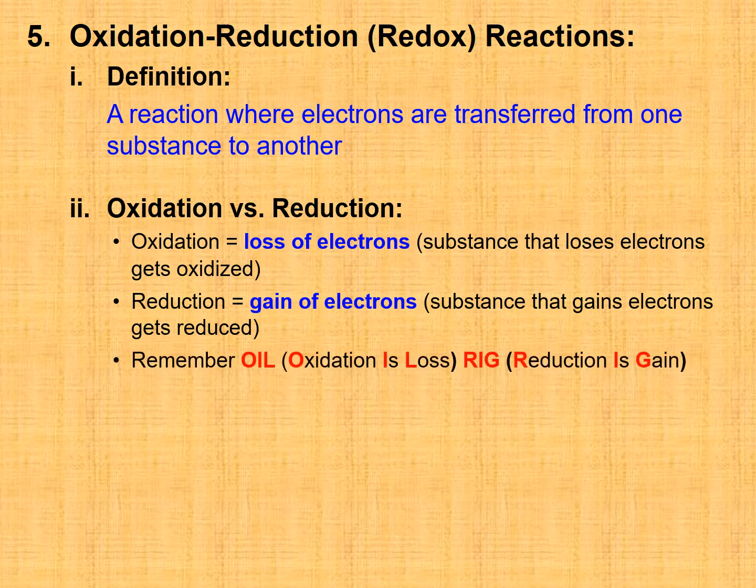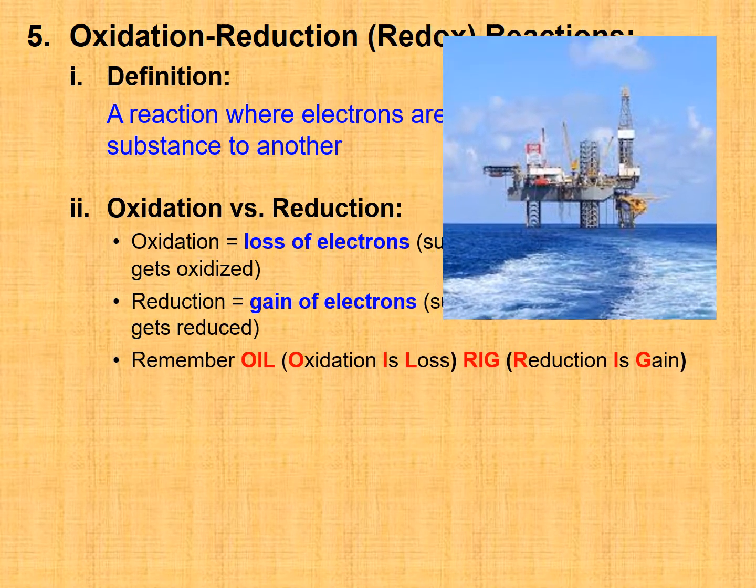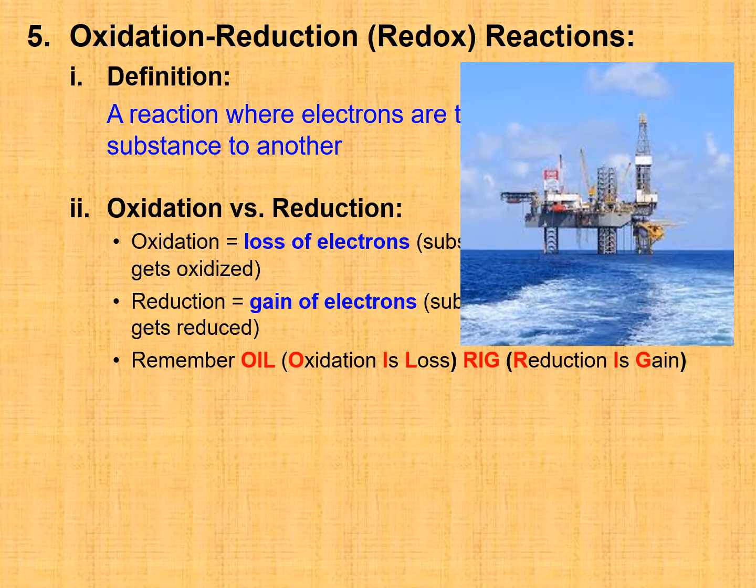Now, to help you remember this, think about an oil rig. In the word oil, you can think of this acrostic as oxidation is loss, meaning the loss of electrons. Rig refers to the reduction. Reduction is the gain of electrons.